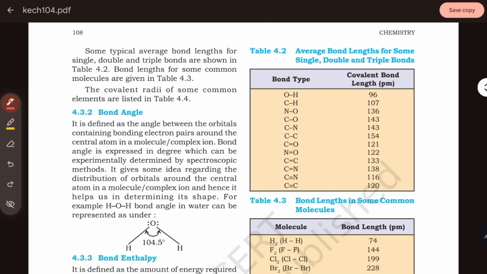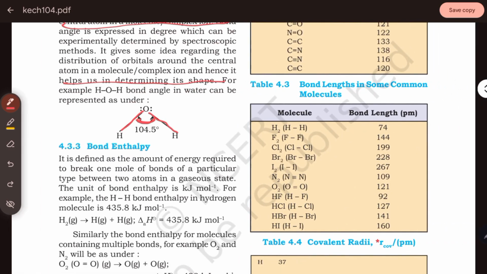Bond angle is defined as the angle between the orbitals containing the bonding electron pairs around the central atom in the molecule or complex. If I say H2O, that means what? It is the orbitals containing the bonding electrons. These are the bonding electrons. So the angle between these orbitals is known as bond angle. It is expressed in degrees, and of course it helps us in determining the shape of the molecule.